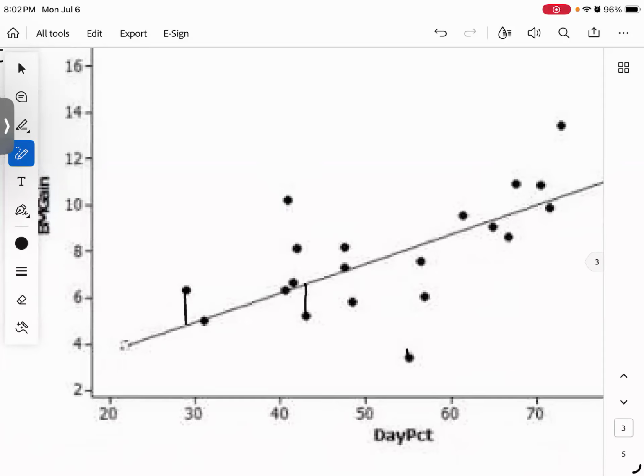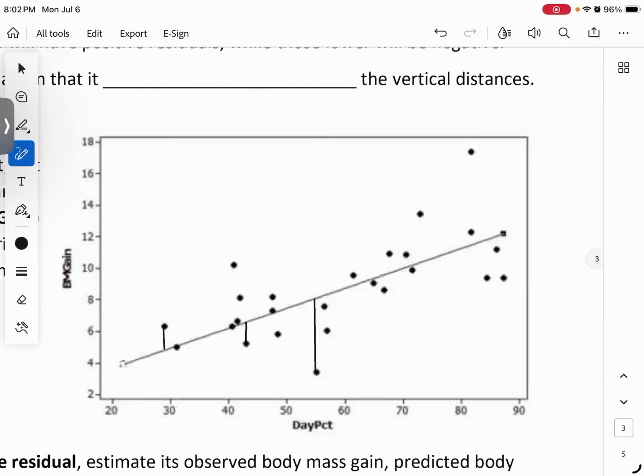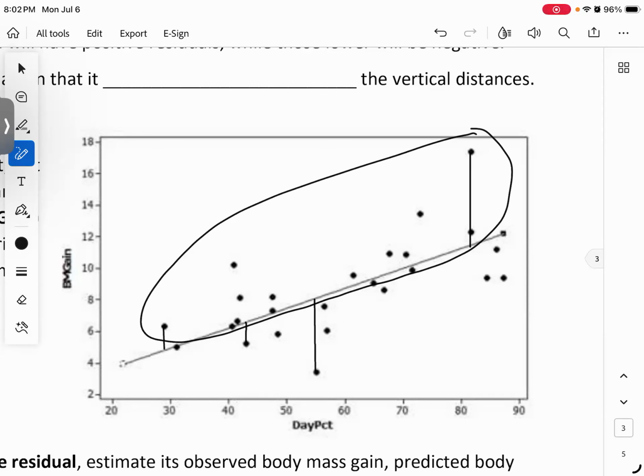Then if you look at this one, whoa, that's a really large residual. It's pretty far off the line. Same thing with this guy way up here. It's got a pretty large residual. Now, the other thing we can say about residuals is that some are positive, some are negative. So these two, you would say they have negative residuals, because the dot is below the line. Any of these up here, you would say have positive residuals, because the dots are above.